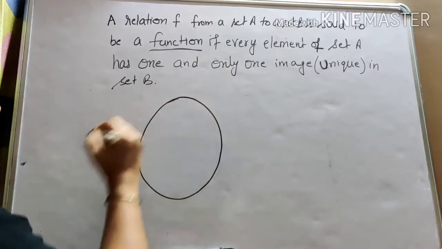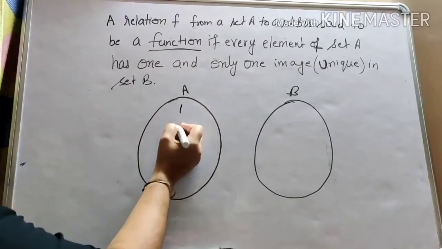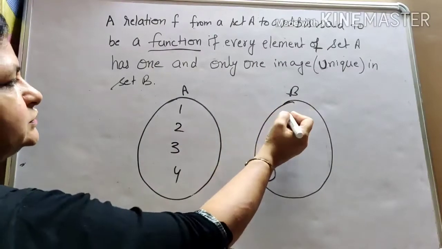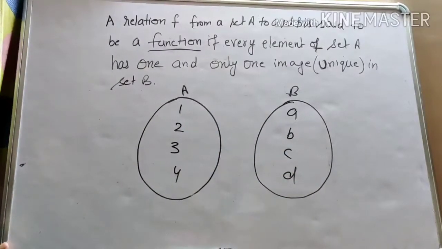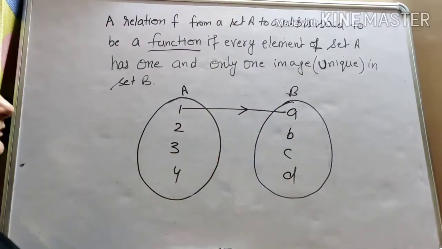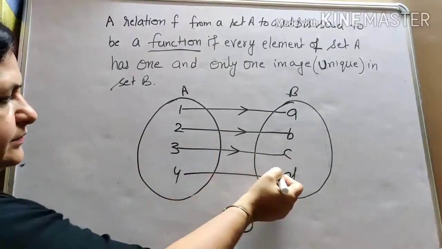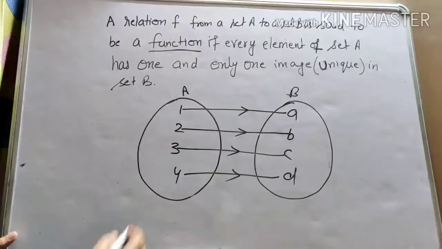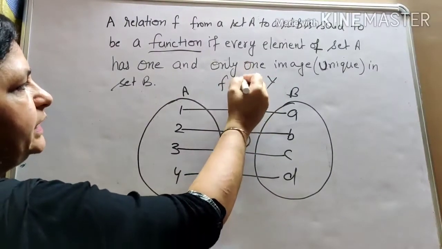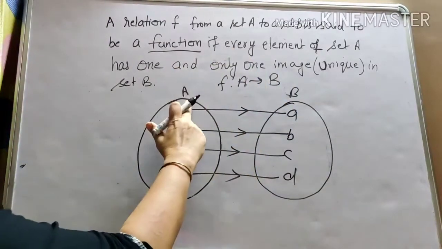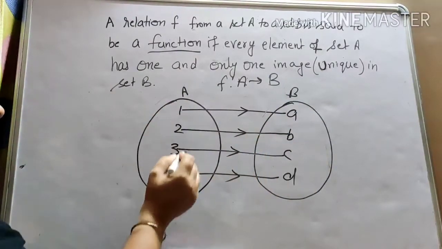If we have two sets A and B, elements of A are 1, 2, 3, 4 and elements of B are A, B, C, D. If the image of 1 is A, the image of 2 is B, the image of 3 is C and the image of 4 is D. Now, if the function is from X to Y, or we can say from A to B, then these elements are called images. These elements are called pre-images.